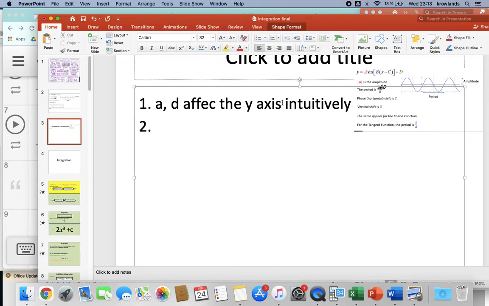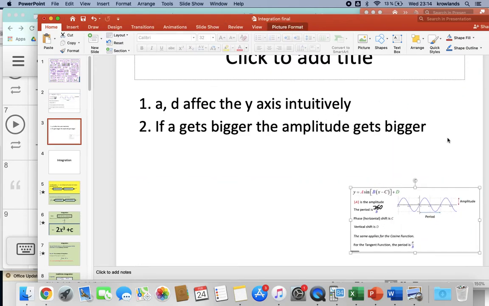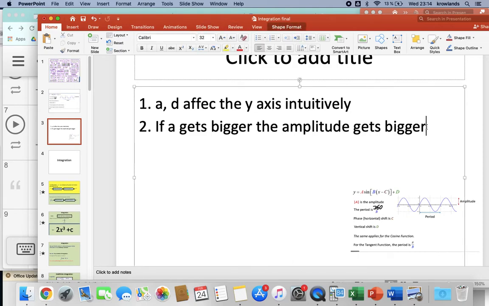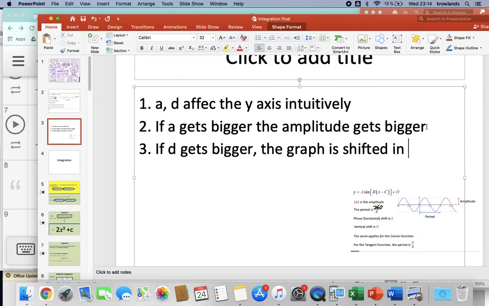So what I mean by that is if A gets bigger, the amplitude gets bigger. Similarly, we said about D. D is to do with the shift, the vertical shift. If D gets bigger, the graph is shifted in a positive direction in the y-axis. Now let's talk about the B and the C. Remember, they can change these letters around, but for your course they probably won't.